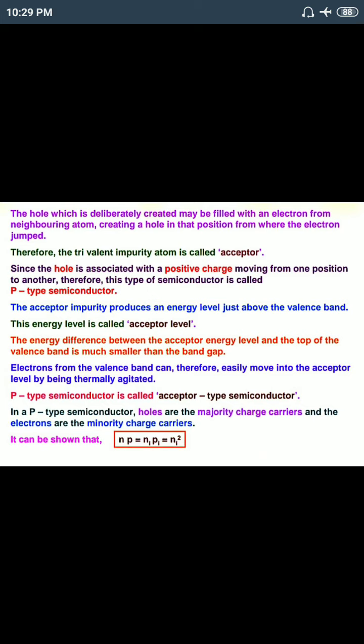So the p-type semiconductor is called an acceptor type semiconductor. In a p-type semiconductor, holes are the majority carriers and electrons are the minority carriers. It can be shown that Np equals Ni squared, where Ni is the concentration of holes. In an n-type semiconductor, the majority carriers are electrons and the minority carriers are holes, and in the p-type it is just the opposite: holes are the majority carriers and electrons are the minority charge carriers.